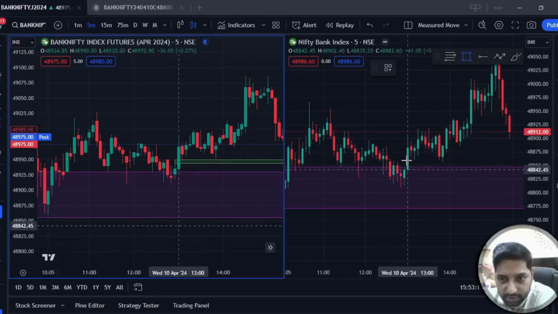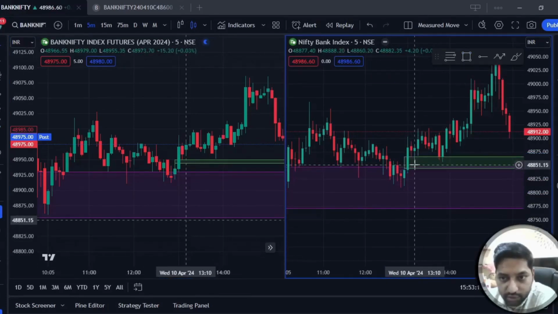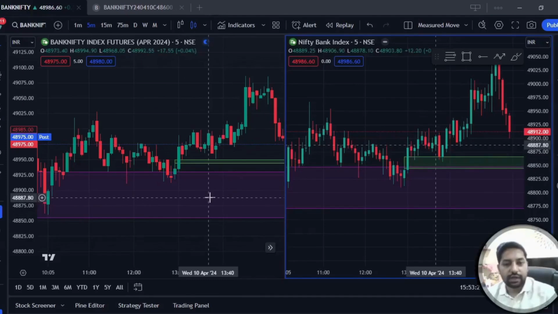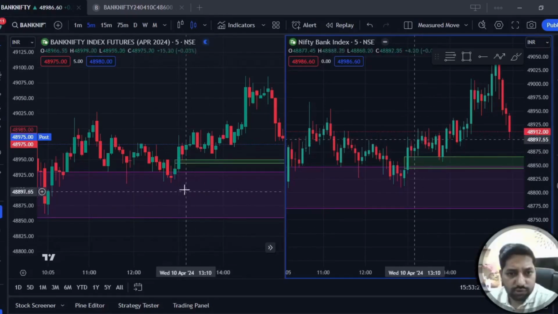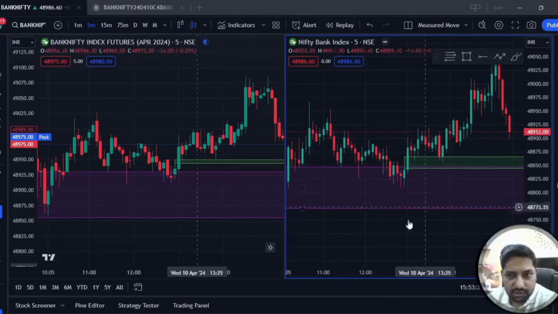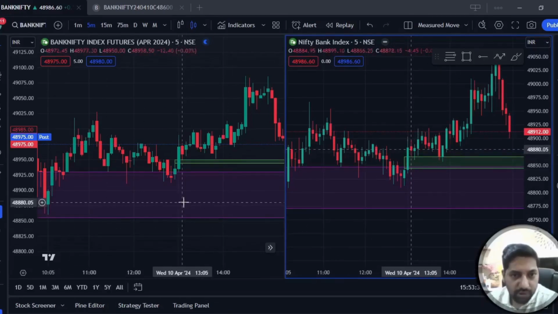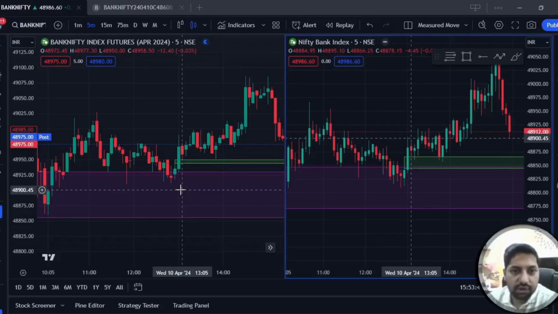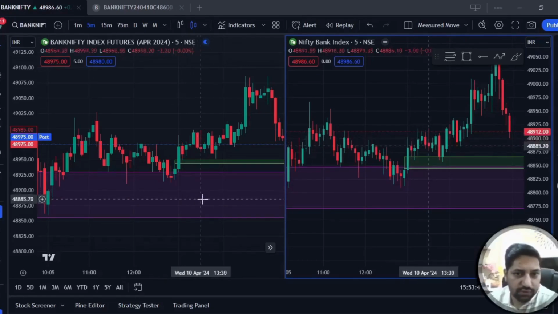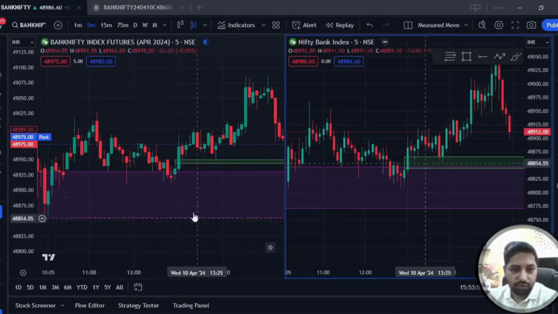The same thing happened in the index. The index did give you a stab into it, but for taking entries, I will prefer to use the futures chart because this is what is being traded. This is where the money is. The index chart is a reference for levels, but the actual participation is seen in the futures chart and further implied on the options chart, which are again going to respond to the futures premium. So let's see what happened.